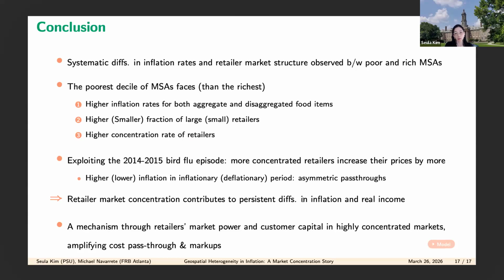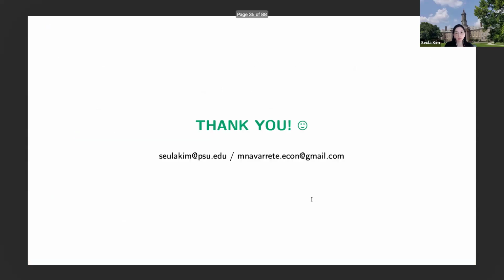And we find retailer market concentration seems to causally contribute to persistent differentials in inflation, and thus it can potentially impact real income inequality. And lastly, we provide a mechanism through retailers' market power and customer capital base that may vary across markets having different degrees of market concentration. And this can potentially amplify cost pass-through and also aggregate markup, which can give us important welfare implications. All right, so let me stop here. Thank you so much, and looking forward to further discussion later.